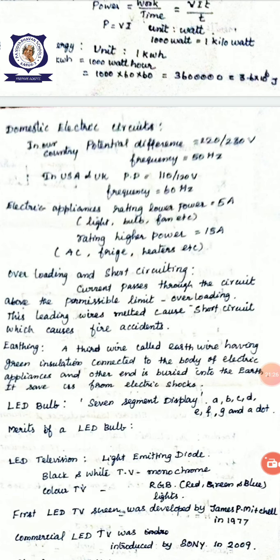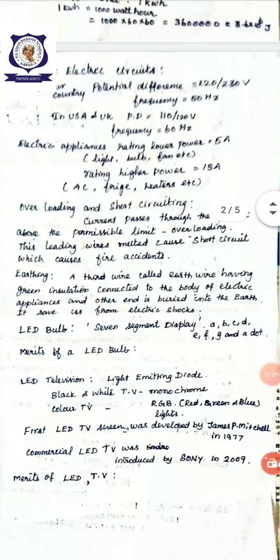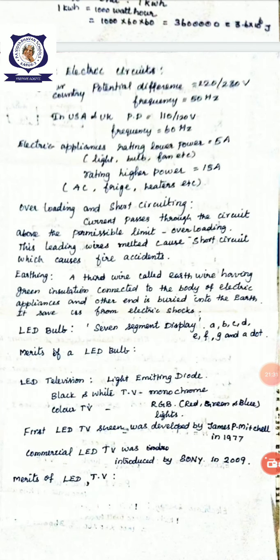And if there is some overloading, that means in a particular circuit a number of appliances are connected, the current flowing through the circuit is more than its limit. So automatically it gets heated and may catch fire. This fire melts the insulation and we call it a short circuit. So it may cause some fire accidents.